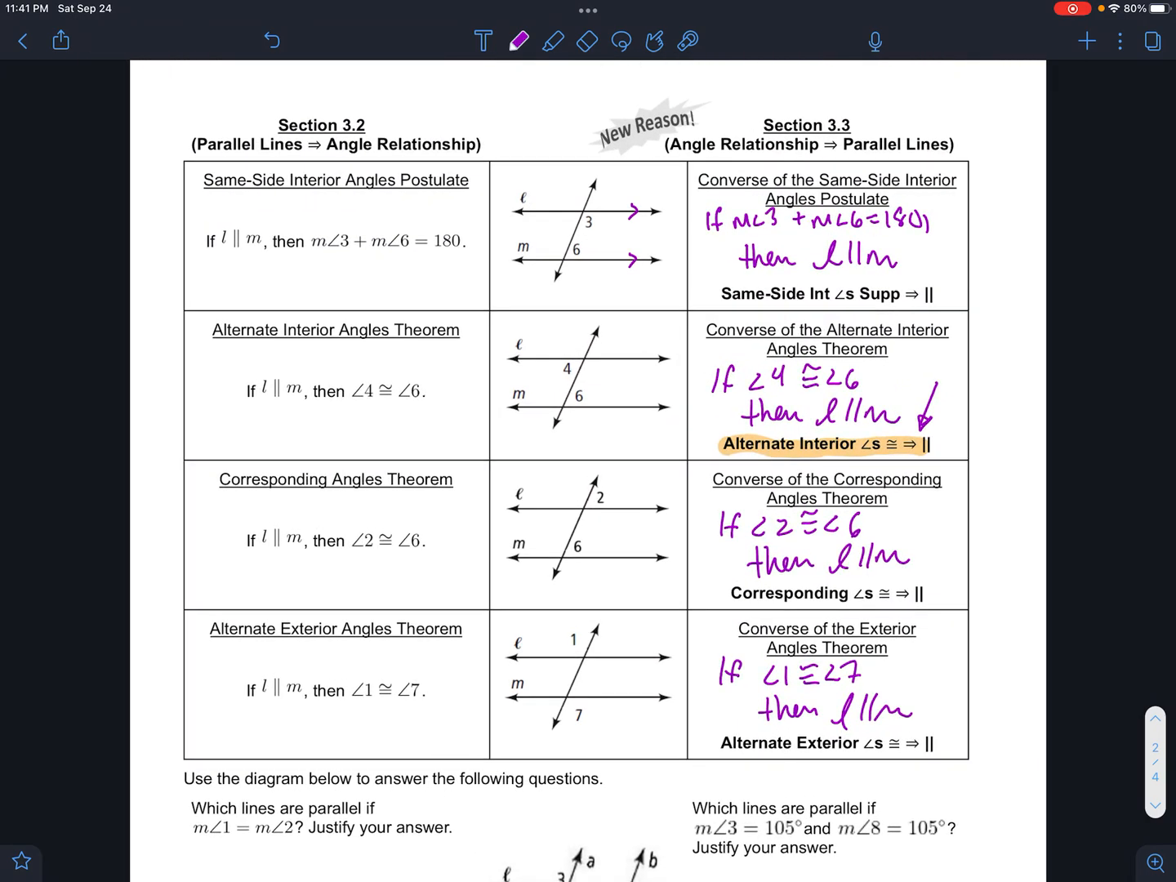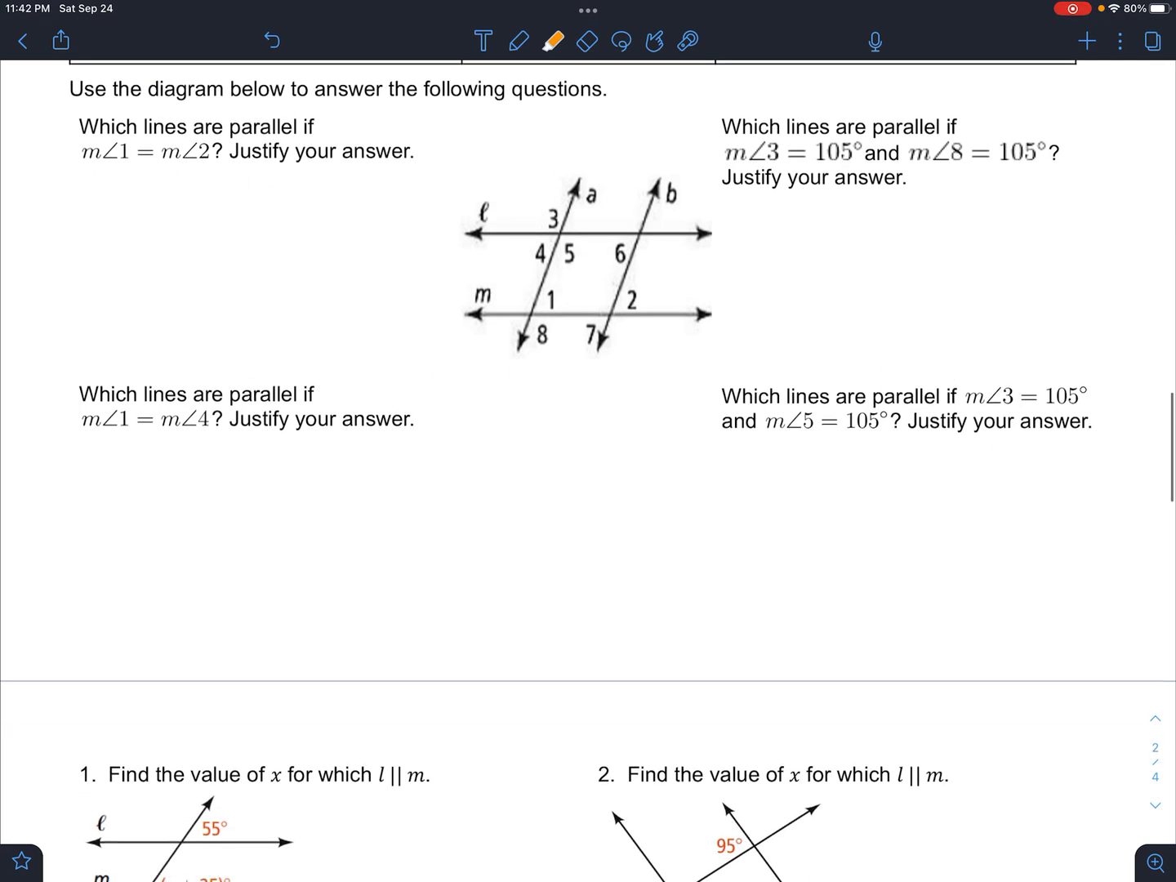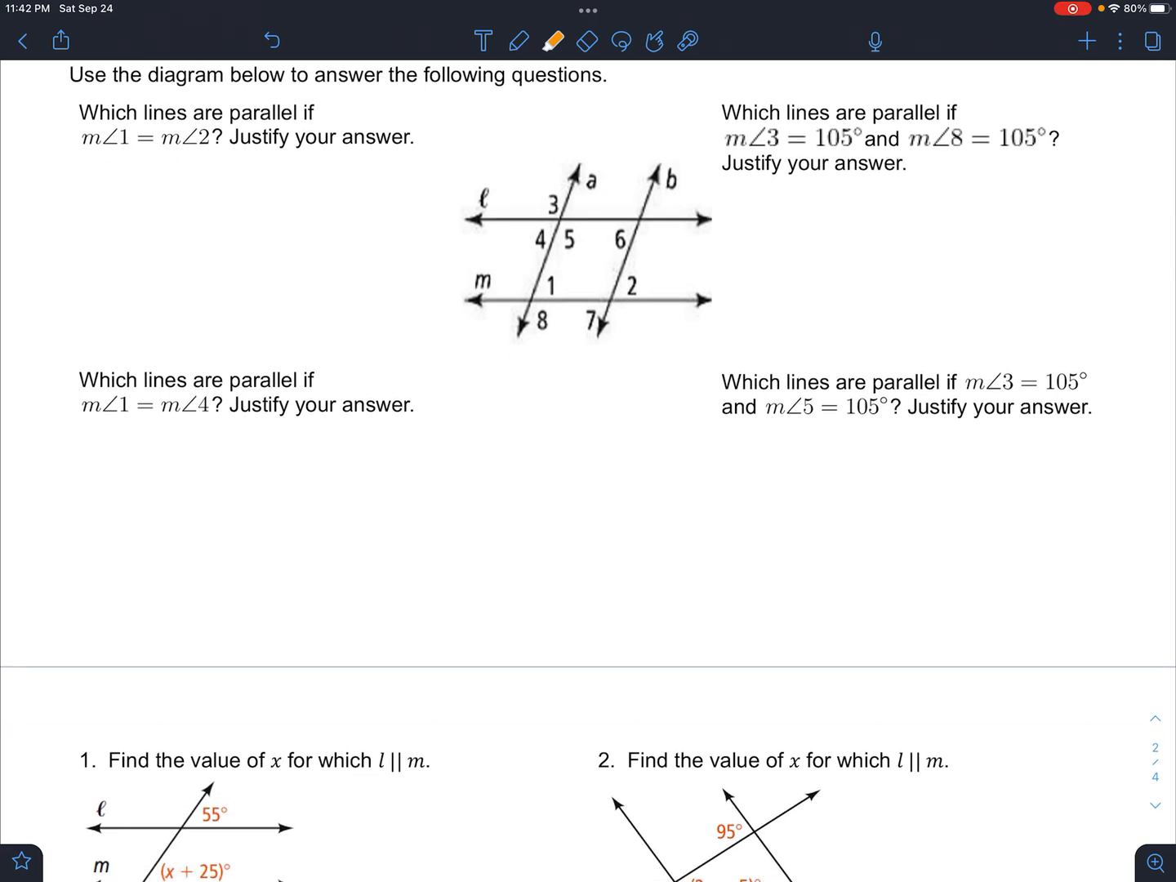Okay, so just remember that it actually ends up going both ways. Parallel lines means angle relationships, and angle relationships means parallel lines. That's really all I've told you today. It just changes the style of questions that we answer a little bit. For example, it's asking which lines are parallel. So we're searching. That's why the label for the notes is proving lines parallel.